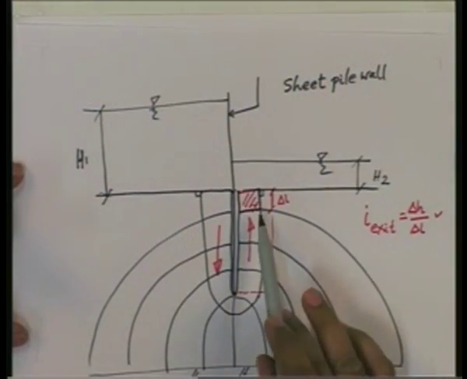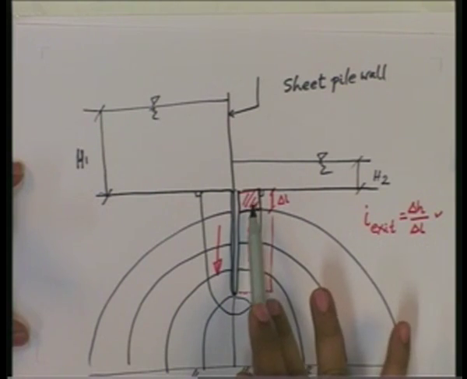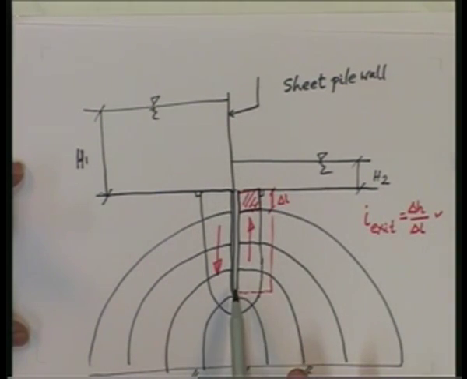There is another method for calculating the safety of a hydraulic structure against piping, and we have defined this exit gradient. Based on that, according to Harza 1935, the factor of safety is defined as IC by I exit, and we defined I exit in this slide. I exit is defined using delta H by delta L. I exit is defined here for, say, a single row of sheet pile wall.